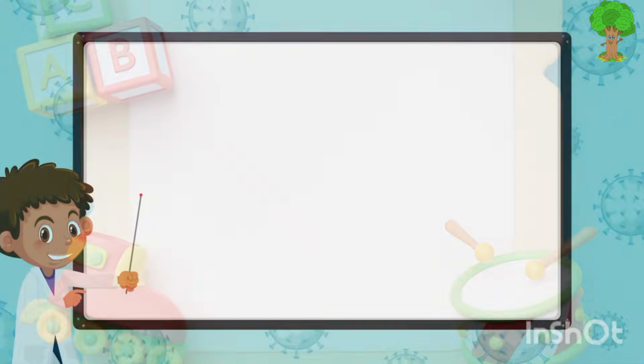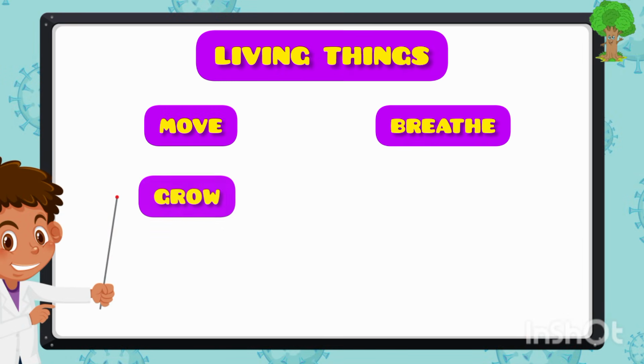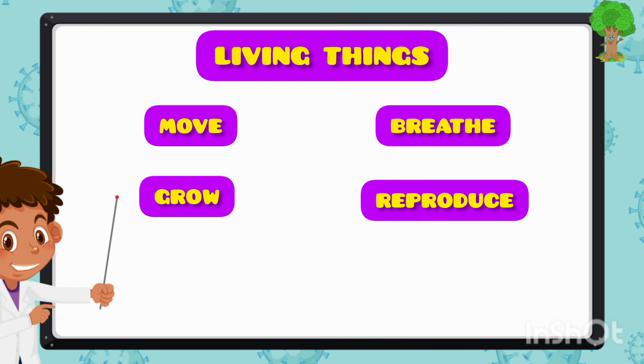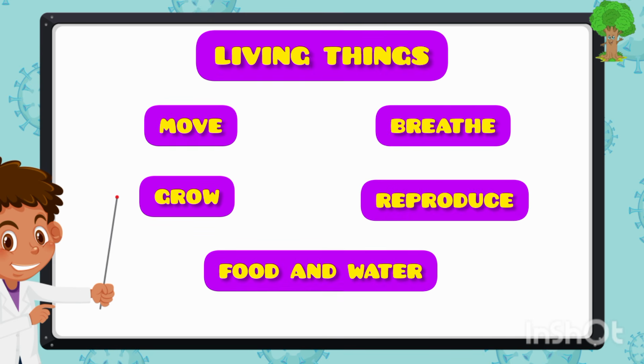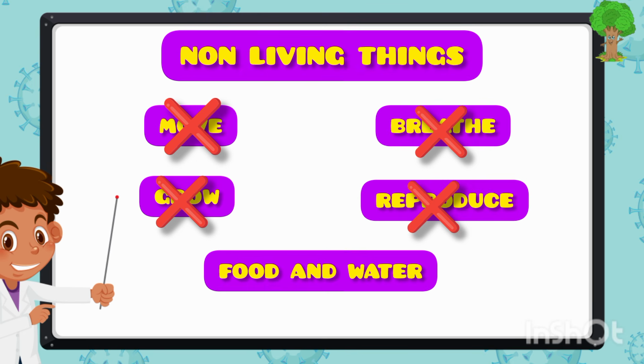Living things can move, can breathe, they can grow, can reproduce, and they need food and water. While non-living things cannot move, cannot breathe, can't grow, they cannot reproduce, and they do not need food and water.